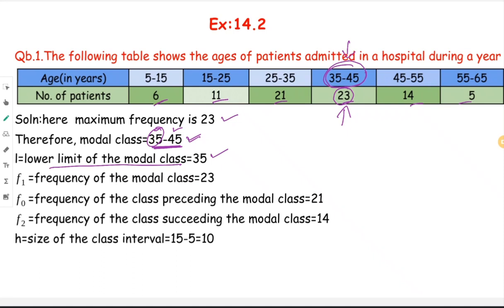Now f1, what is f1? Frequency of the modal class. The modal class is 35 to 45. What is the frequency I have? 23. So this is our f1.